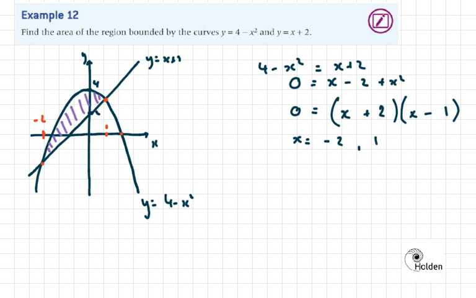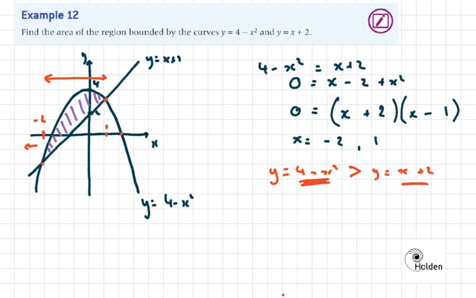We can also see that to the left of this value, x plus 2 is greater than 4 minus x squared. But then 4 minus x squared becomes greater. So in the portion that we're looking at, y equals 4 minus x squared is greater than y equals x plus 2. We need to know that because it means this is going to be our first value, and we're going to subtract this away.